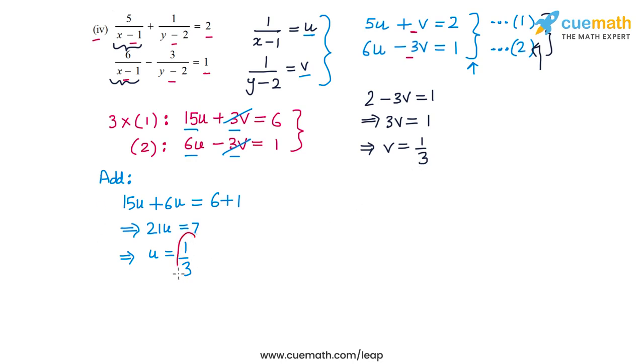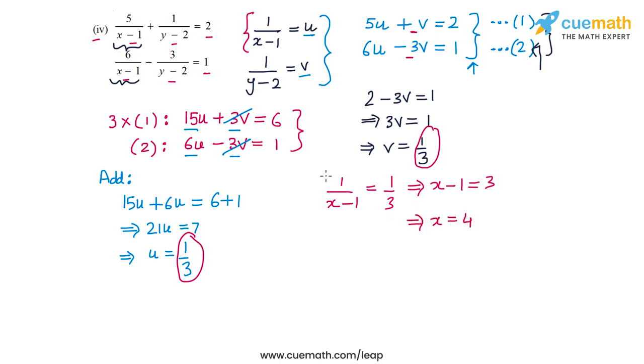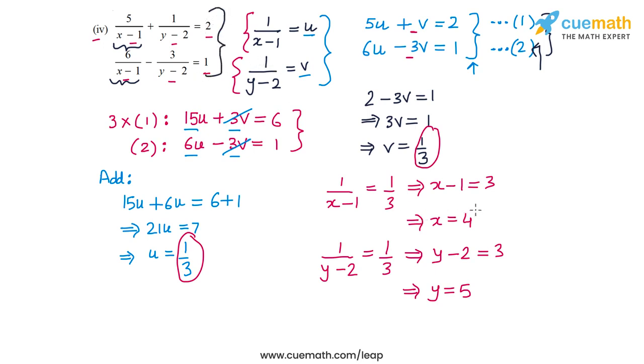And now that we have found u and v, we need to find x and y. So let's use the first relation. 1 by (x minus 1) is equal to u, which is equal to 1 by 3, and this means that x minus 1 is equal to 3, or x is equal to 4. So this gives us the value of x. And now let's use the second relation. 1 by (y minus 2) is equal to v, which is equal to 1 by 3, and this means that y minus 2 is equal to 3, or y is equal to 5. So the final solution to this pair of equations is x is equal to 4 and y is equal to 5.